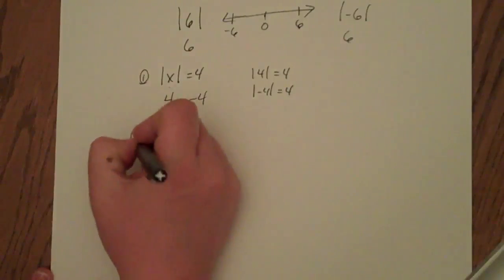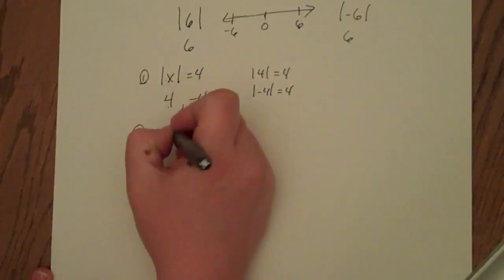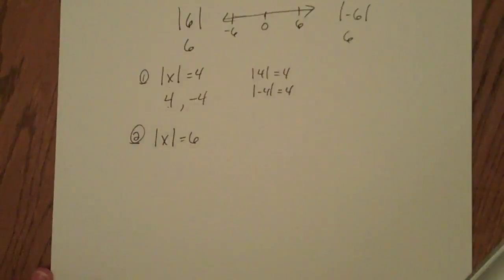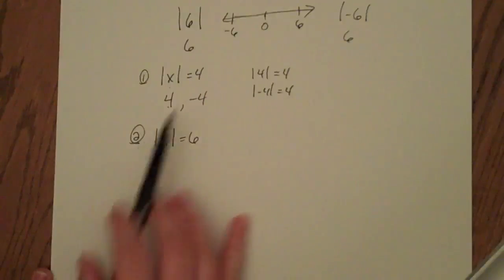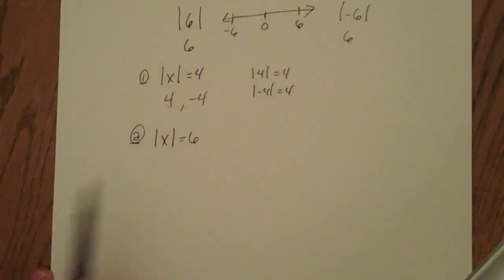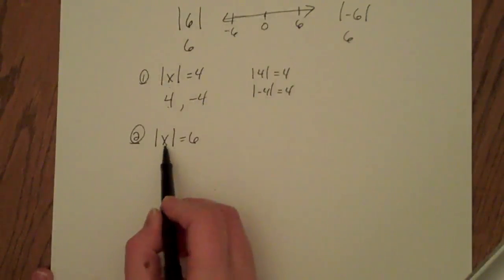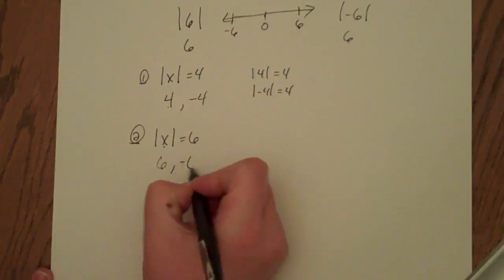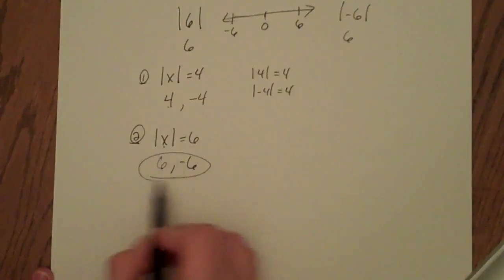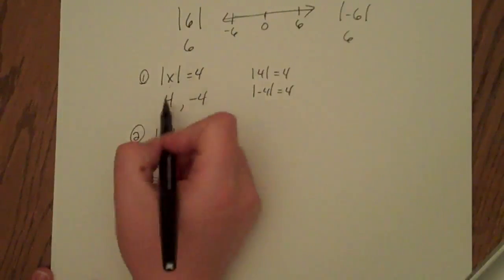Let's take a look at another one. If we wanted to know that the absolute value of x was equal to 6, and we wanted to know the possible values of x, well, this is similar to the one we did up here. If we took the absolute value of 6, that would be 6. Or if we took the absolute value of negative 6, that would also be 6. And so our two answers here are 6 and negative 6.